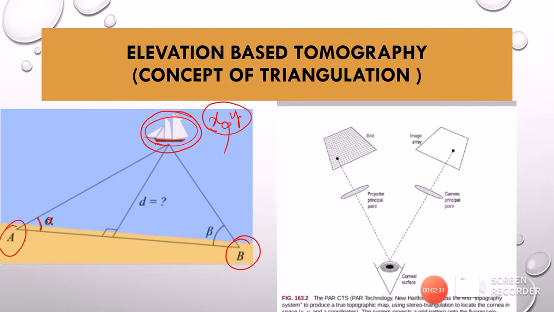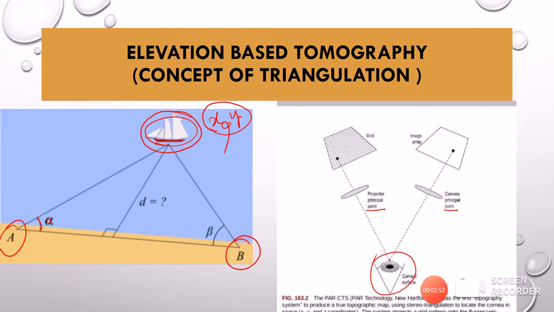When we do not know anything about the cornea, what we know is a projector is there and there is another camera which is actually capturing the images. We know where the camera and the projector are present, where the projector's principal point is and where the camera's principal point is, and both of them are coming at a focus point on the cornea.